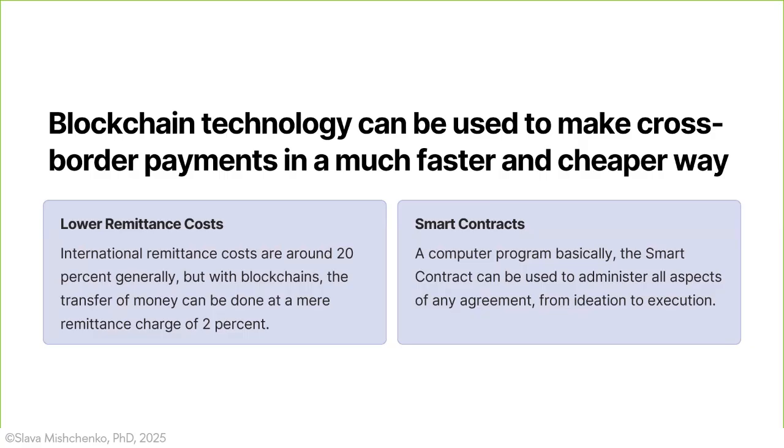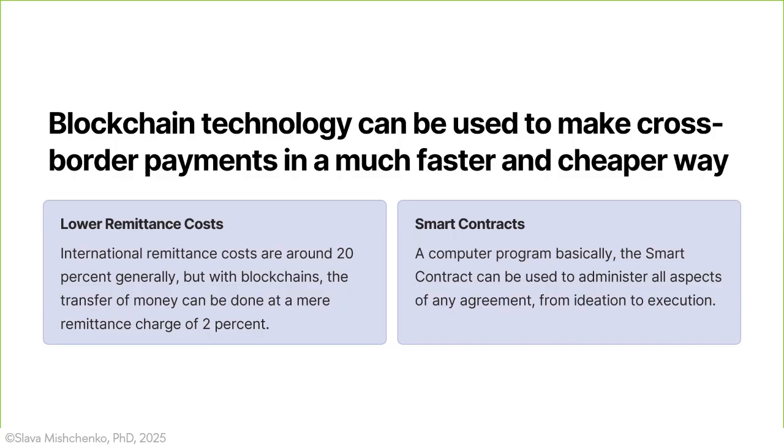I've seen firsthand how these high costs impact communities that rely on remittances. But here's where blockchain comes in, and this is what excites me. Using blockchain technology, we can slash this cost down to approximately 2%. Just let that sink in for a moment. That's a 90% reduction in costs. It's not just about the money. These transactions happen almost instantly compared to the traditional 3-5 business days.